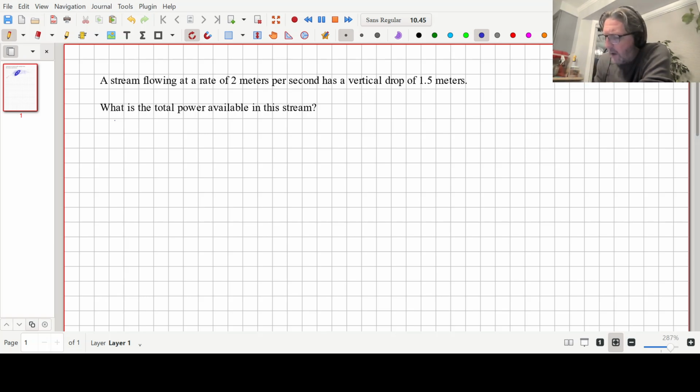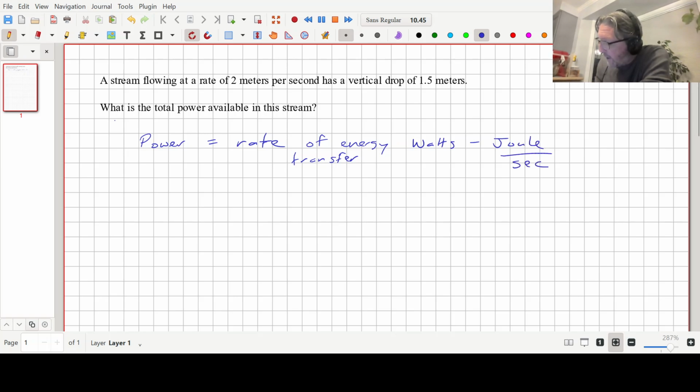So first, I want to remind what power is. Power is a rate. It's the rate at which energy is being transferred or moved around. Rate of energy transfer. So it's how fast something is happening. And it's usually measured in units in the metric system called watts. But that's a shorthand name for a joule per second. And there's other units that are used in other unit systems that can be converted into that.